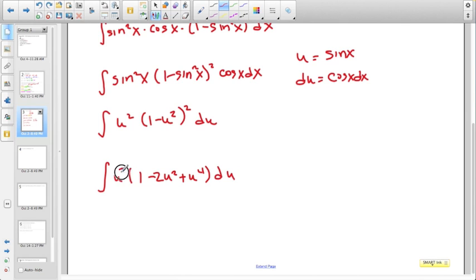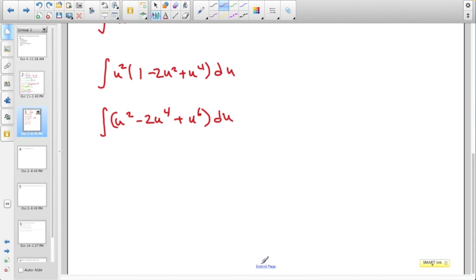I forgot the power of 2 on this right here. And then we're going to have u squared minus 2u to the 4th plus u to the 6th du. And so we can integrate that like we would integrate any polynomial expression. So this would be 1/3 u cubed, minus 2u to the 5th over 5, plus 1/7 u to the 7th, plus c.